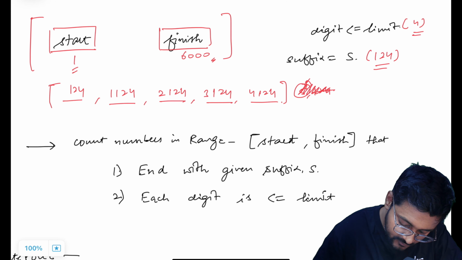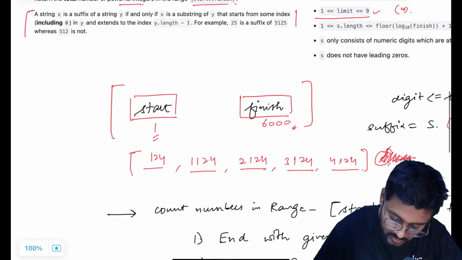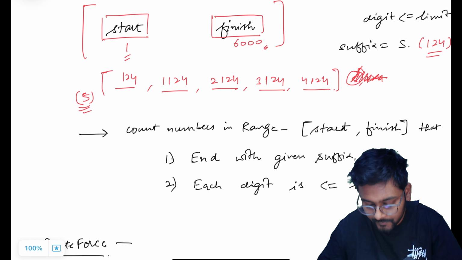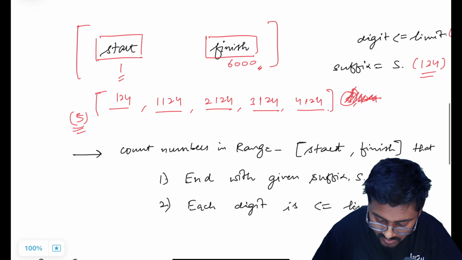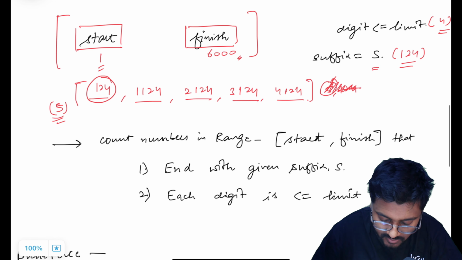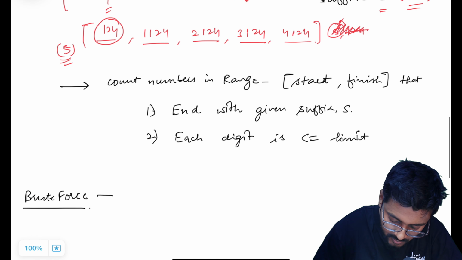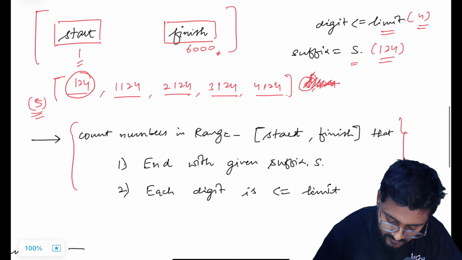So these are our numbers, and the total number of powerful integers is 1, 2, 3, 4, 5. We have to return 5 for this problem. So this is our problem statement. Every powerful integer should have the given suffix, and every digit in that powerful integer should not cross this limit.